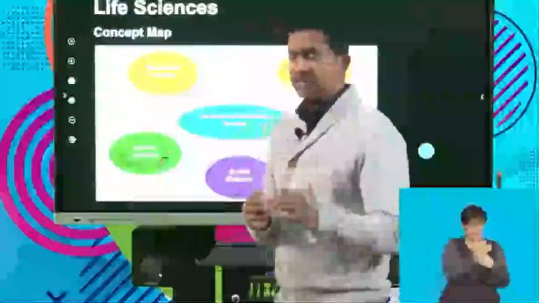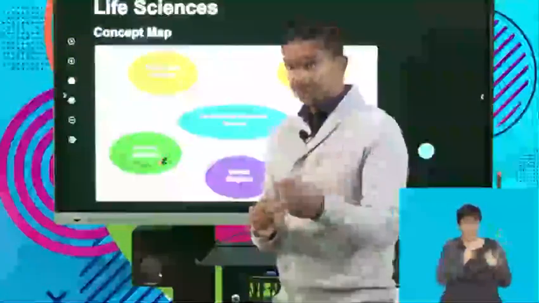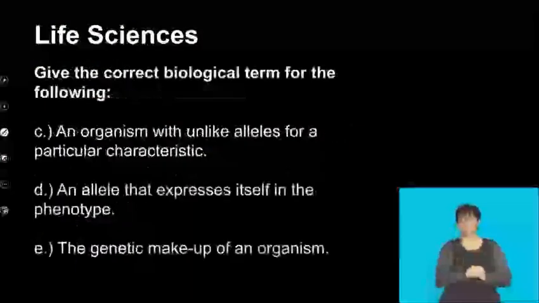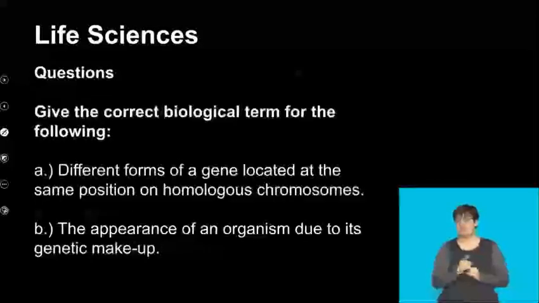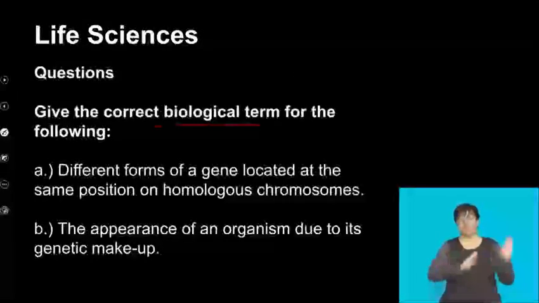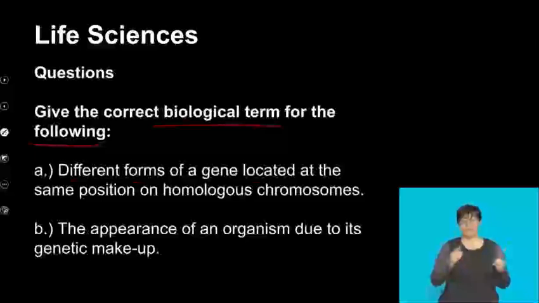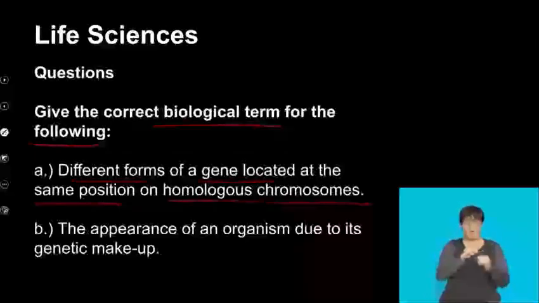So before we went into the break, we had looked at the terms. Let's see if we can answer some questions based on descriptions. So the first question was, if we go back to this, we've got to provide the correct biological term for the following. A, different forms of a gene located at the same position on homologous chromosomes.